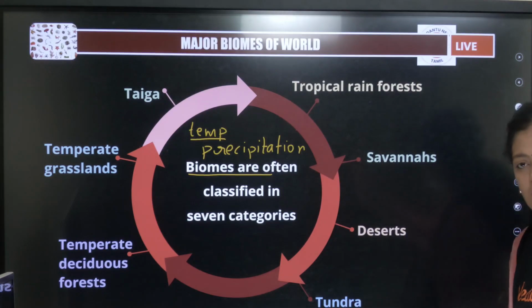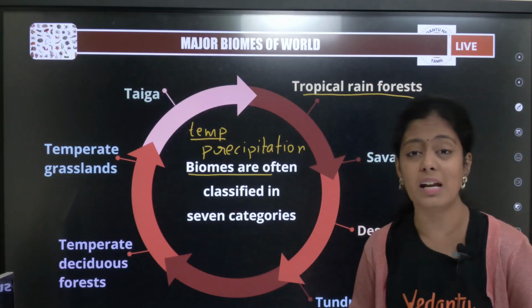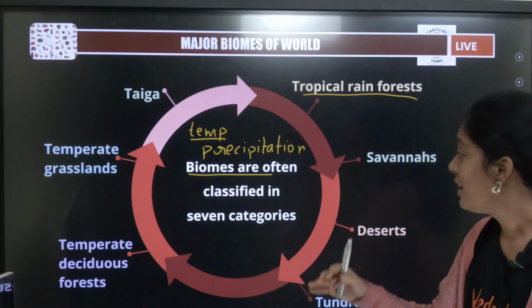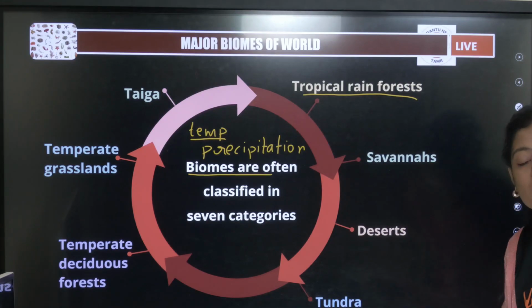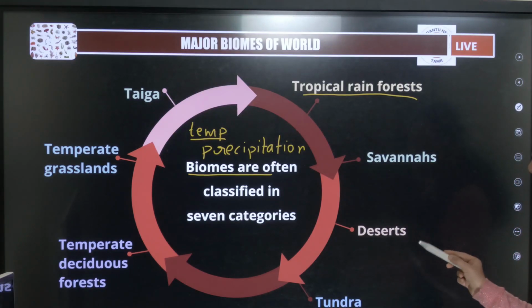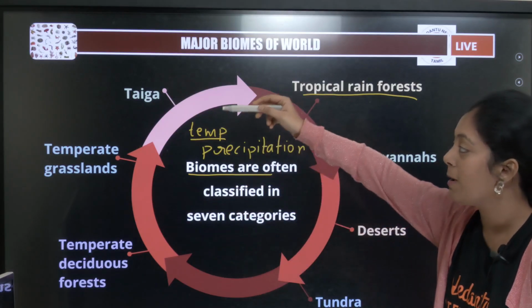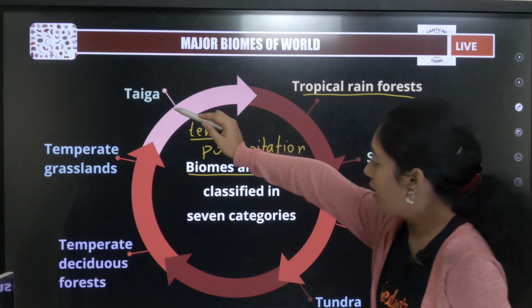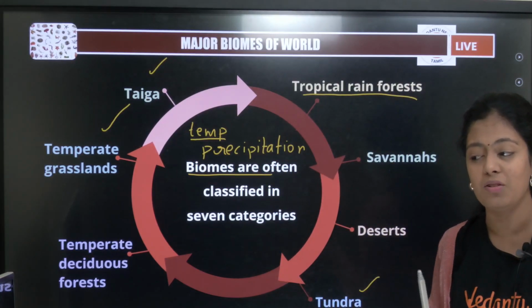So, what are the major biomes? Let's start from here. Tropical rainforest, your Amazon rainforest, your Western Ghats, they are all very good examples for tropical rainforest. Then you have savannas, which we call the grasslands. Then we have deserts, then you have tundra climate, temperate deciduous forest, temperate grassland, taiga. In the taiga, temperate grassland and tundra, they will have very low temperature.